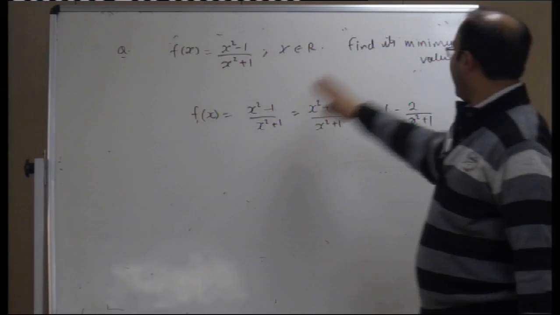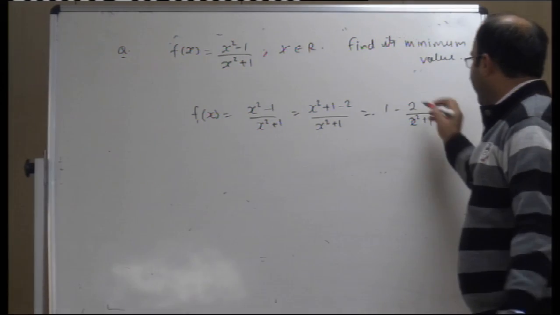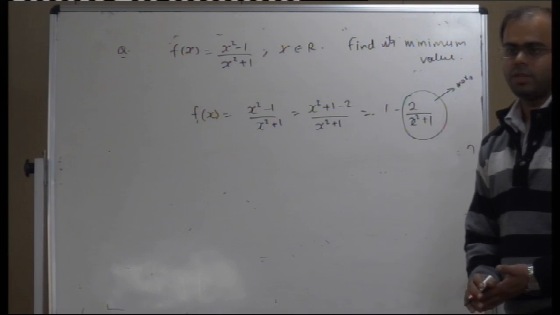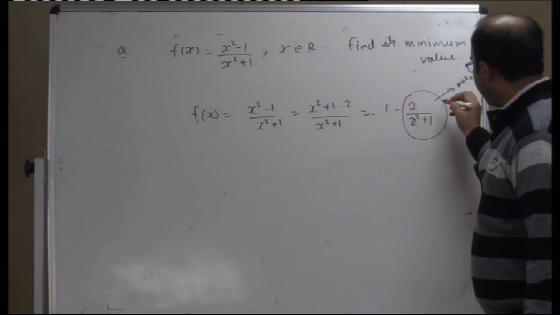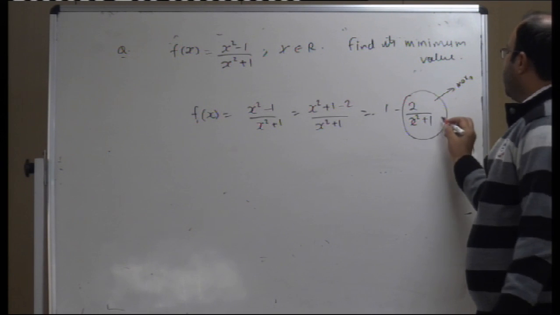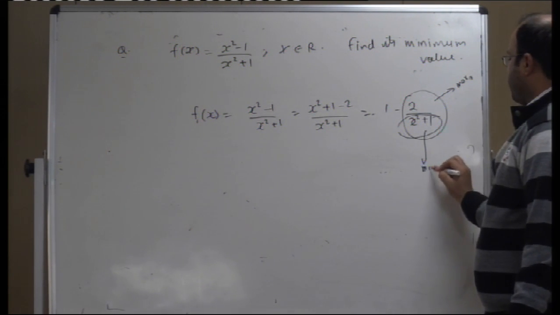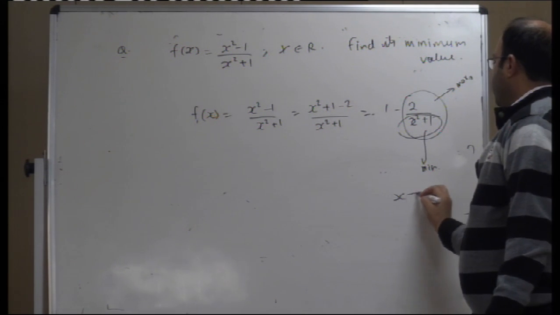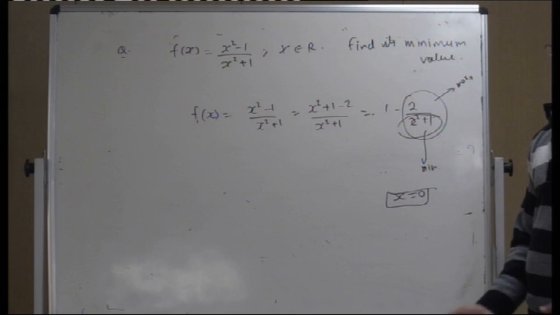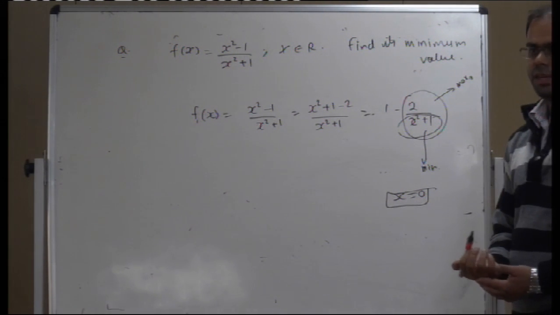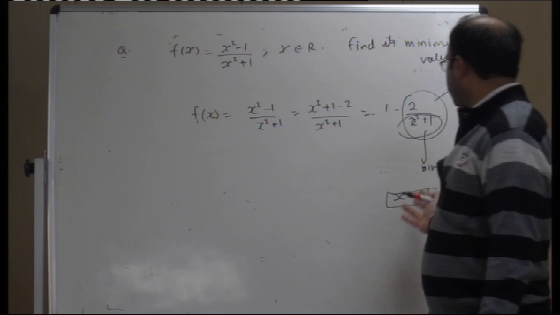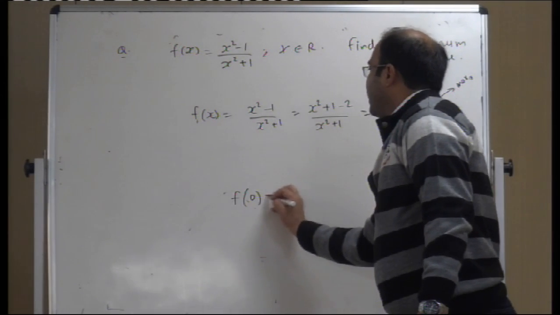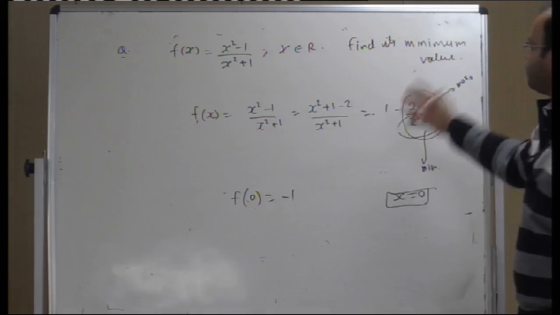Now this value will be minimum when this negative part would be maximum, that will give you its minimum value. And this negative part would be maximum when this denominator part would be minimum, because both are positive terms. And this part would be minimum when x equal to 0. x square plus 1 is minimum at x equal to 0. Negative it cannot be, x square. So basically x equal to 0 is the point of minima for this function, and at x equal to 0 you will get the value minus 1, that is its minimum value.